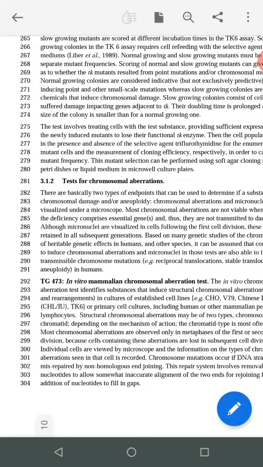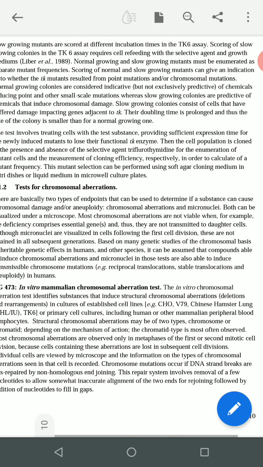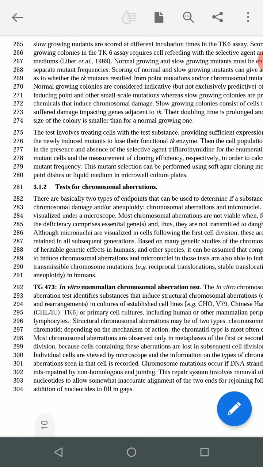So there are basically two types of endpoints that can be used to determine if a substance can cause chromosomal damage or aneuploidy. Damage to the structure of the chromosome is one endpoint, or a change in the number of the chromosomes, which is called aneuploidy. Remember, a change in the number of chromosomes is called aneuploidy. If there is a change or damage in the structure of the chromosome, that is called chromosomal damage.